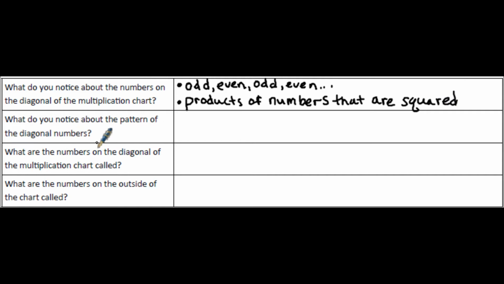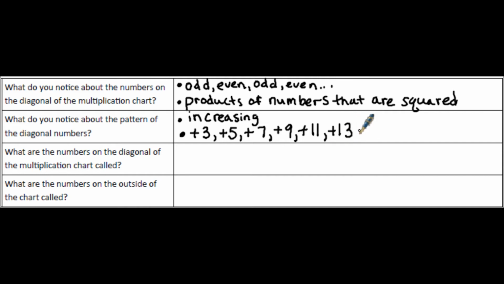What do you notice about the pattern of diagonal numbers? You might notice that they are getting bigger and bigger, or these numbers are increasing in value. You might also notice that they're increasing by bigger and bigger odd numbers. So 1 plus 3 is 4. 4 plus 5 gives you 9. 9 plus 7 gives you 16. 16 plus 9 gives you 25. So on and so forth.